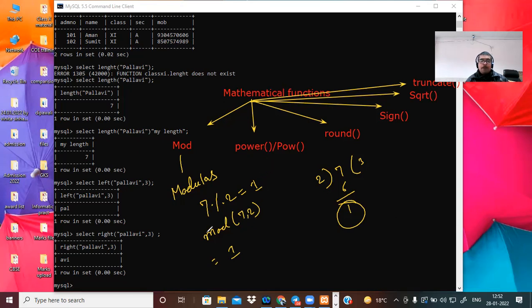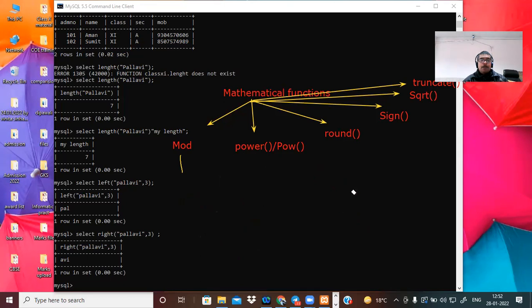Then we have the power. I have taught you the modulus operator, and next is power. Power can be read like this. It accepts two numbers: 3 raised to the power 2 is equal to 9. The same will be written like this: power 3 comma 2, and it will return 9.